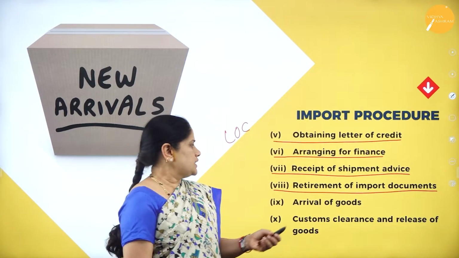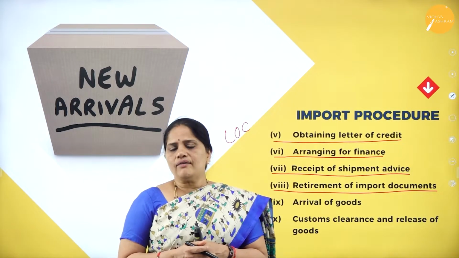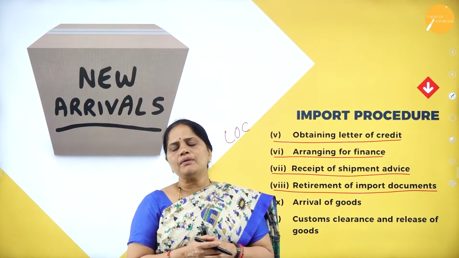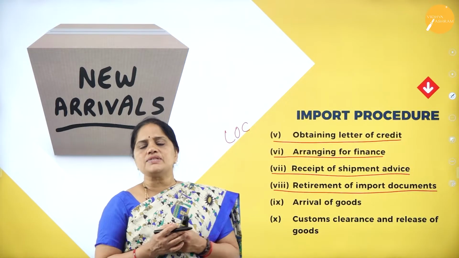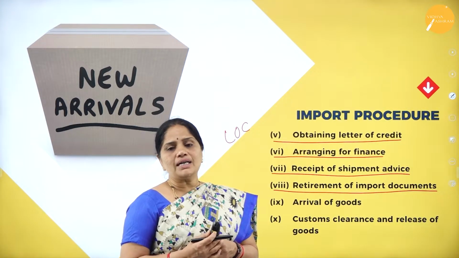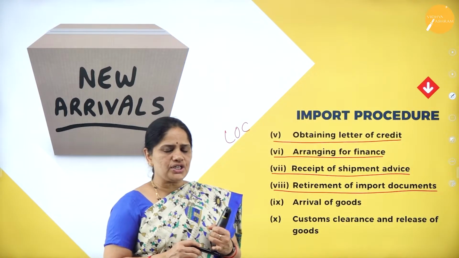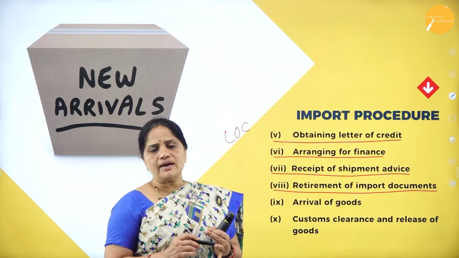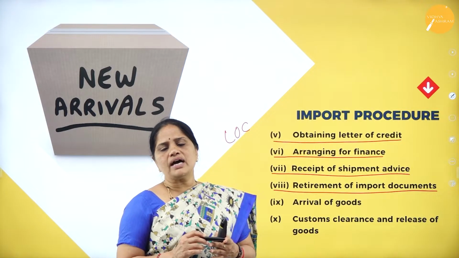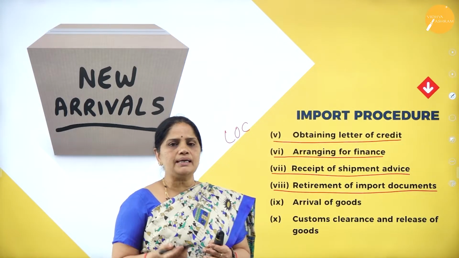The next procedure is the retirement of the import documents. Now, once the goods are loaded on board the ship, the exporter will prepare all the set of documents which are necessary to be handed over to the importer. Now, what are the important documents? It will be relating to the bill of exchange, then it will also have the bill of lading, the airways bill, then it will also have details relating to the goods which have been shipped to the importer.